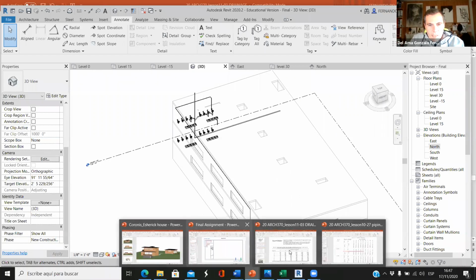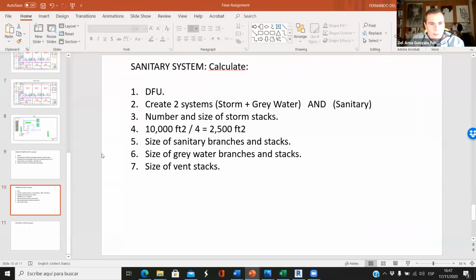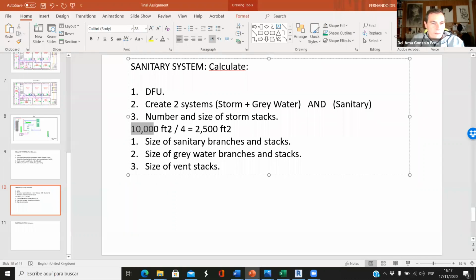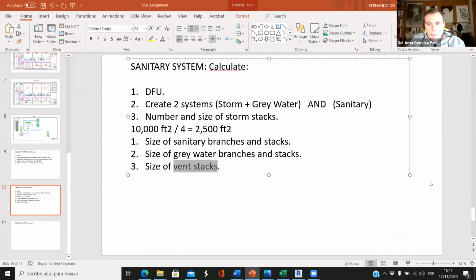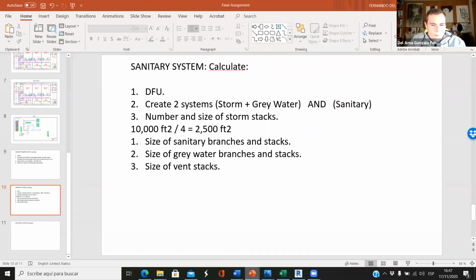So when it comes to calculations, I think we are done. You can take this number for granted, so you can design 4 storm stacks, and then you only have to let me know the size of sanitary branches and vertical pipes for the sanitary and for the gray water, and then the size of vent stacks. We did this a week ago or 2 weeks ago, I don't remember. So try to do it. If you don't remember, get back to me. I'll explain to you again.